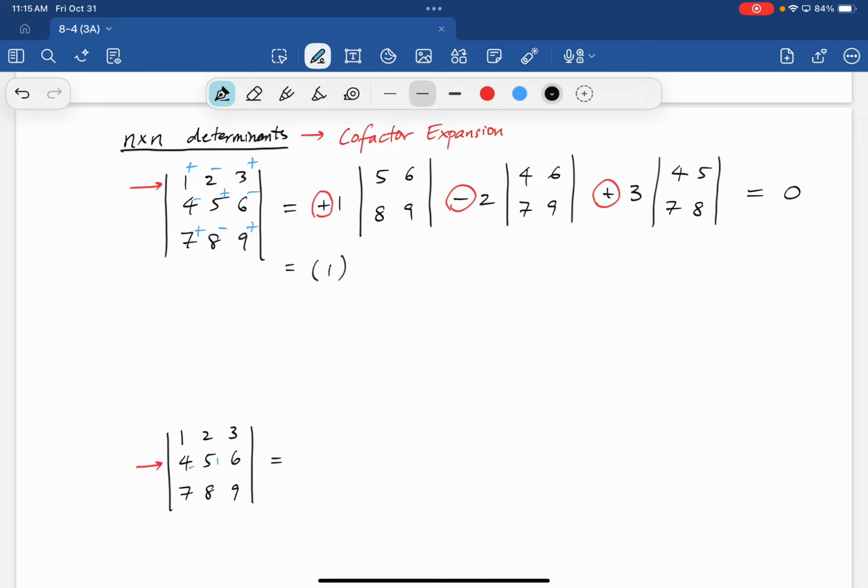This would be 1 times 45 minus 48, minus 2 times 36 minus 42, plus 3 times 32 minus 35. And if you did that out, you would get 0.